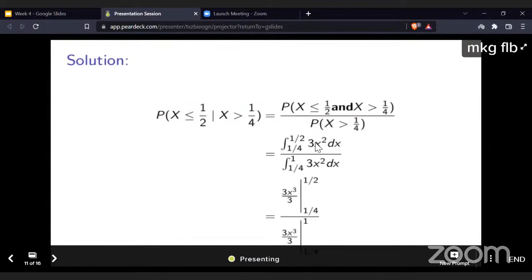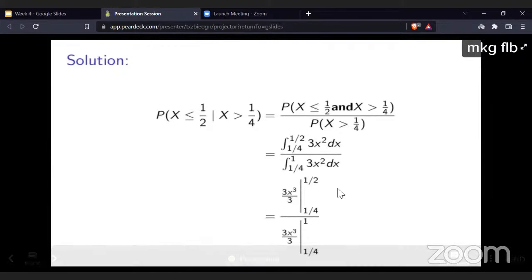So here also, 3x square dx. So x square integration is x cube by 3. So 3x cube by 3 we have written. 3 and 3 are getting cancelled out. So in the numerator, we have x cube, and the lower limit is 1 by 4, upper limit is 1 by 2. So if you solve it, you will get 1 by 2 to the power cube minus 1 by 4 to the power cube. Here also it's the same thing. Where do you think it is different?